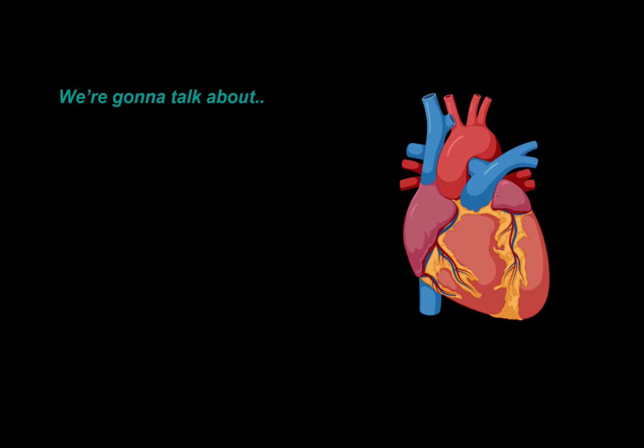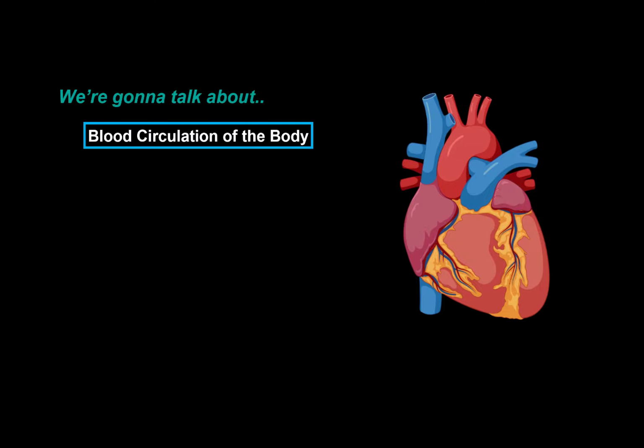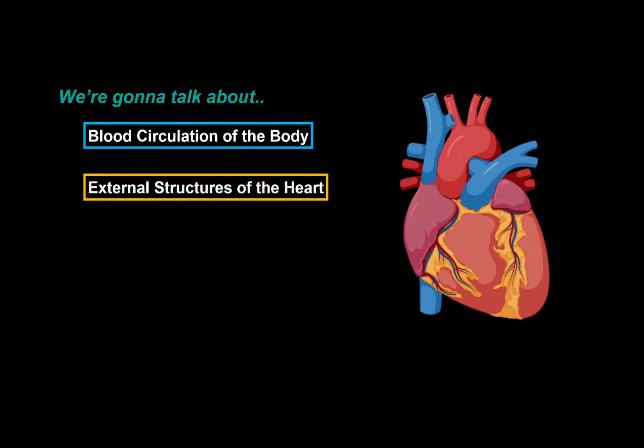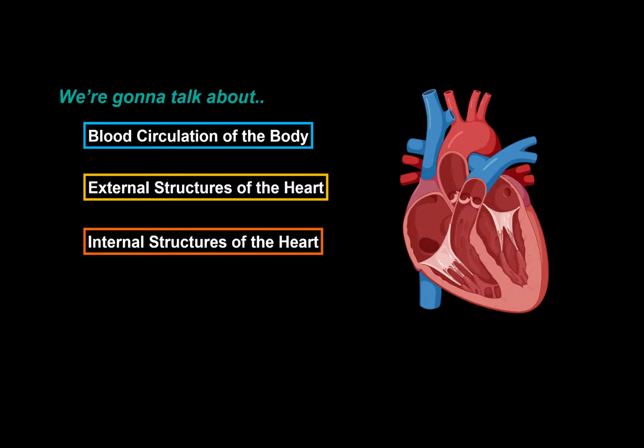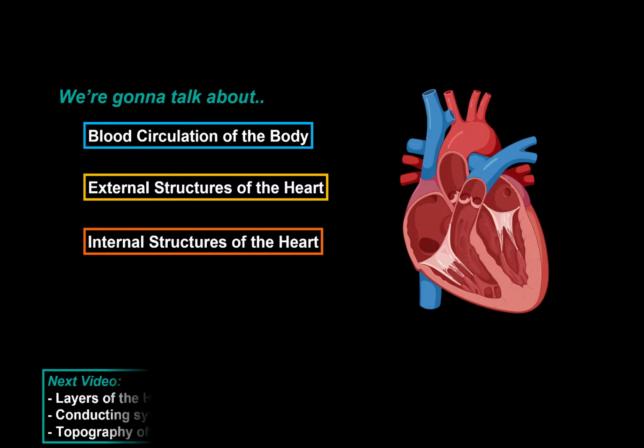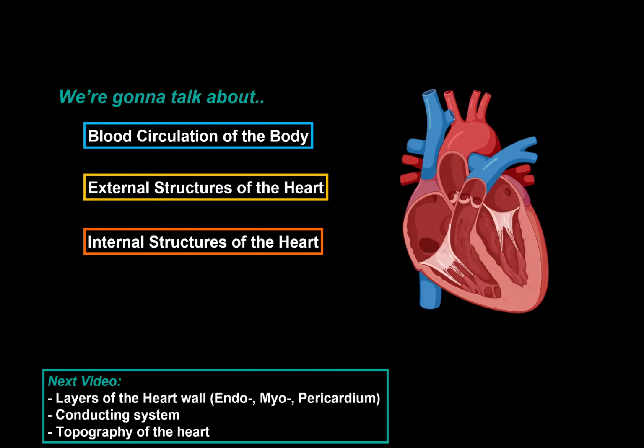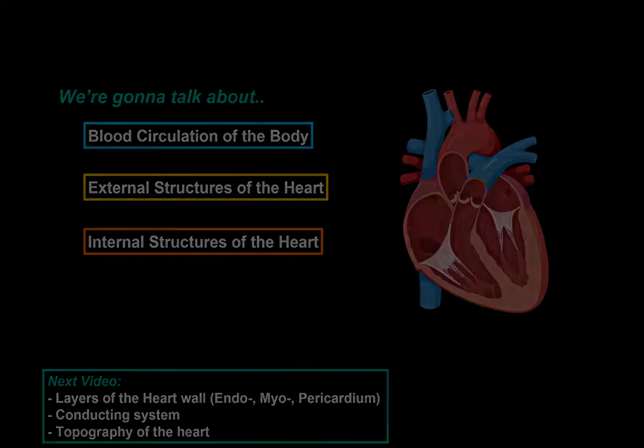In this video, we're first going to look at how the blood circulates in the body. After that, we're going to cover the different external structures you'll find on the surface of the heart. Then we're going to open up the heart and go through the internal structures of each chamber, which include the right and the left atrium and the right and the left ventricles. And then in the next video, we will talk about the layers of the heart's wall, the conducting system, and the topography. Now let's start with the circulation.